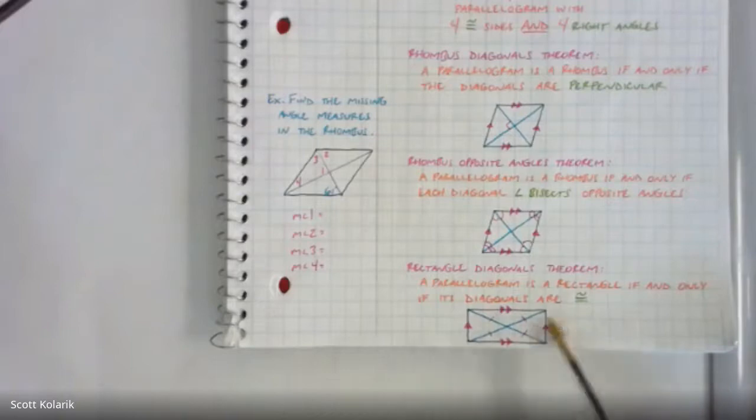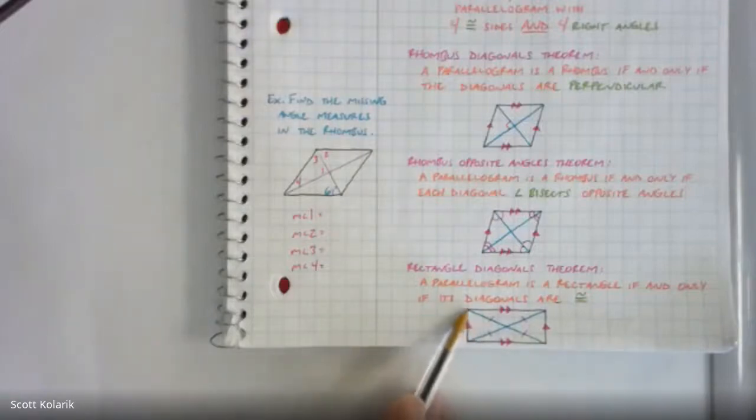So what's unique about the diagonals in a rectangle? They still bisect each other. That is still true because it is still a parallelogram. But what else is true about a rectangle is that not only do they bisect each other, but notice that there is a single dash on each of these, meaning that they bisect each other, but both diagonals in their entirety are congruent to each other.